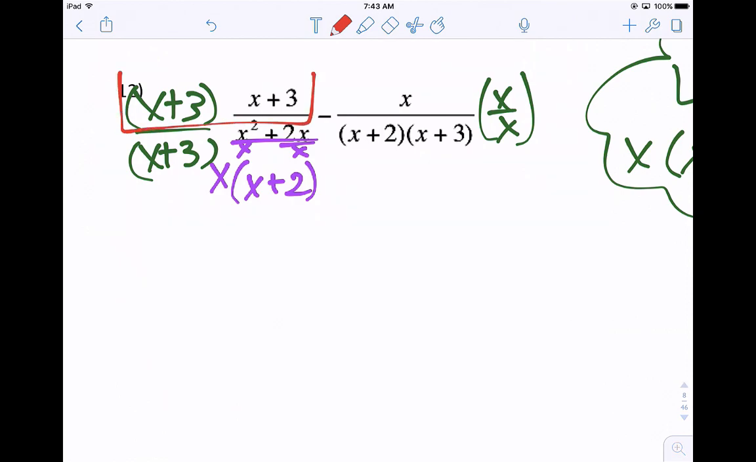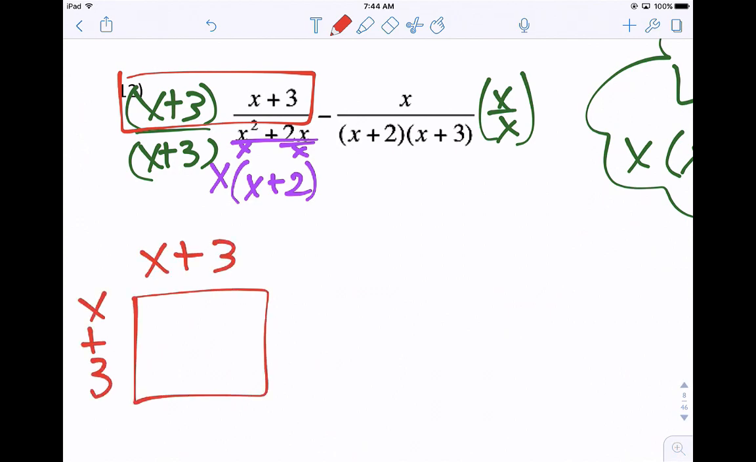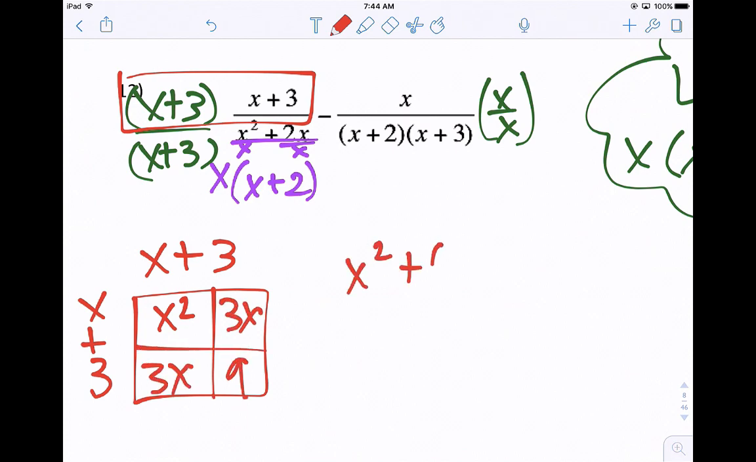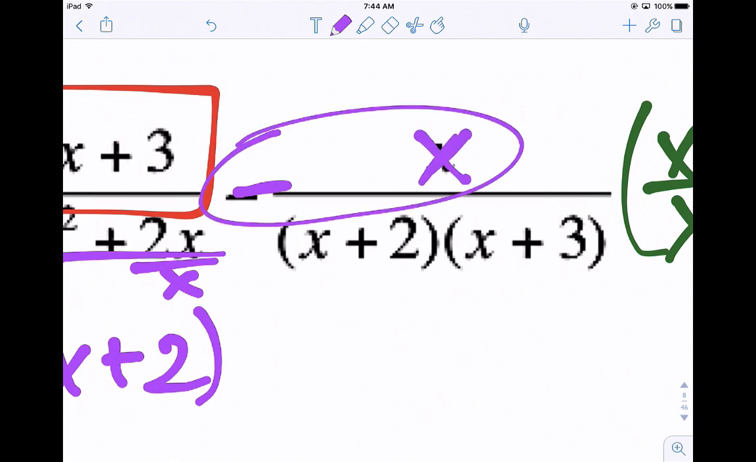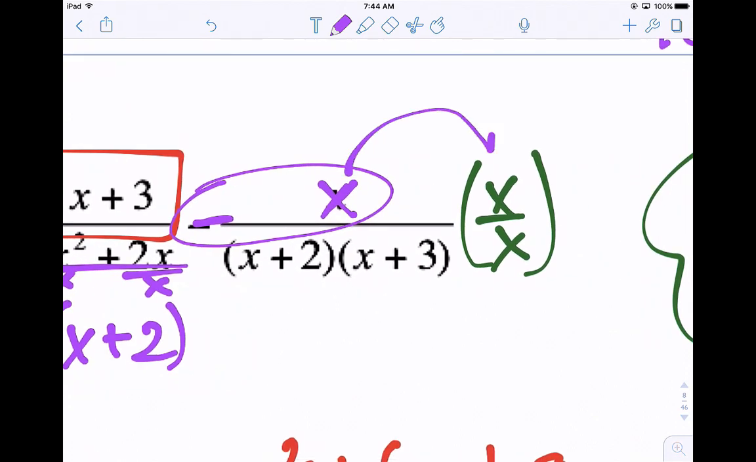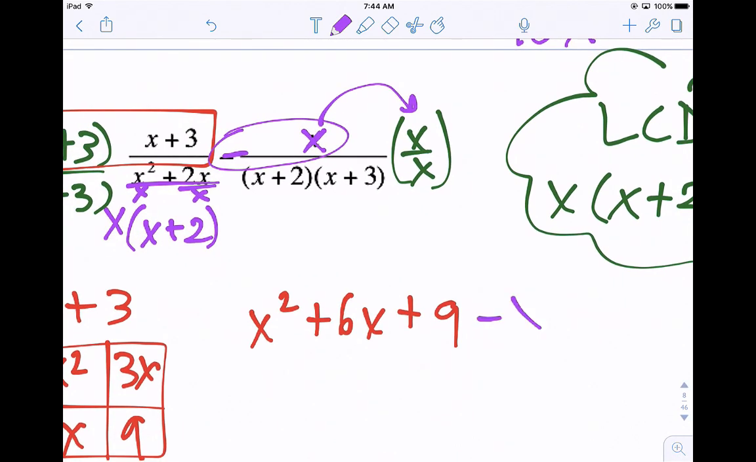So the first one, we have a binomial times a binomial. When you have that, you have to FOIL or use a rectangle to multiply that out. So you have x plus 3, and we get x squared, 3x, 3x, and 9. So if we write that out, we get x squared plus 6x plus 9. All right, now with subtraction, this is a negative x, and that is what you have to distribute. So that's the only difference with a subtraction problem: you do distribute a negative. So negative x times x is negative x squared.